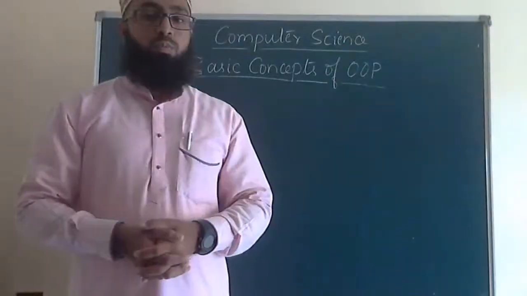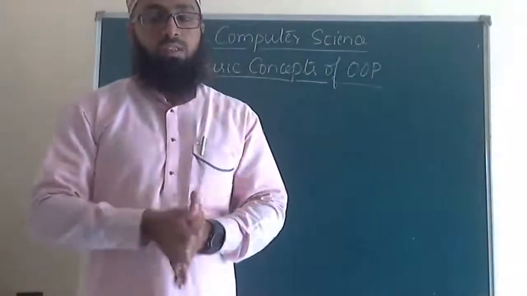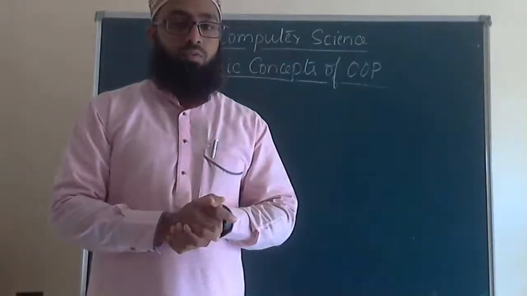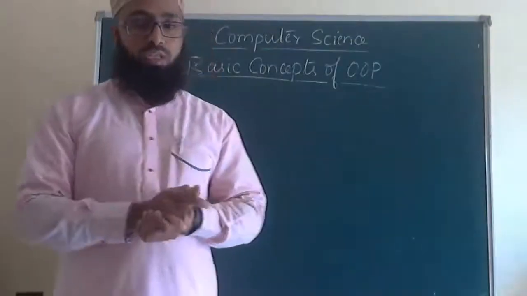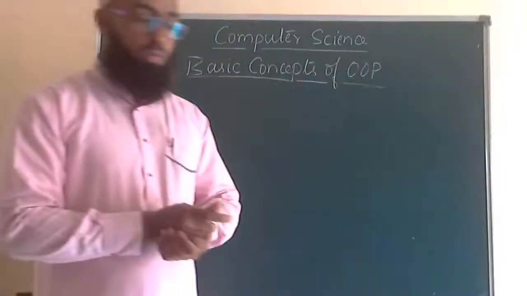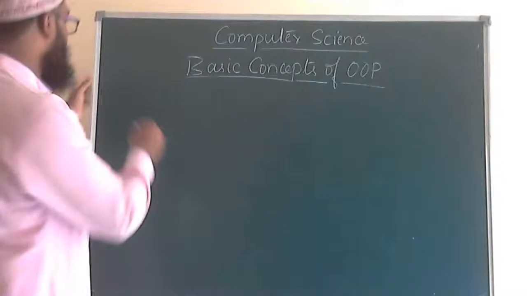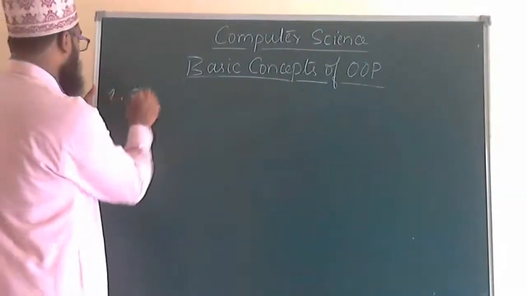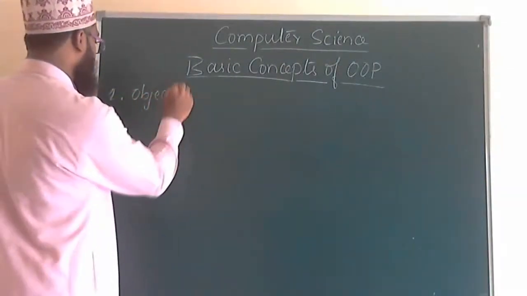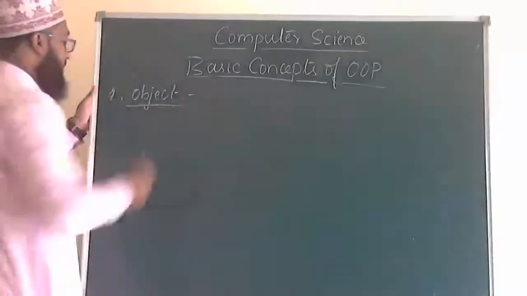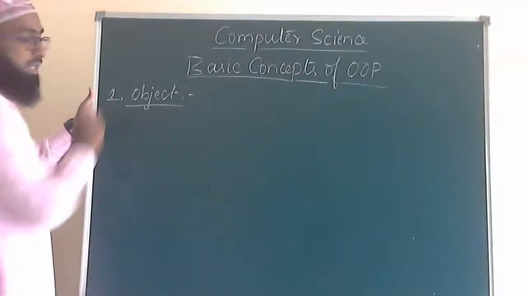Dear students, in our previous class, we discussed the characteristics of OOPs. So we shall continue the same thing today also. In our previous class, we discussed the first characteristic, that is object. Okay, object. How can an object be given?